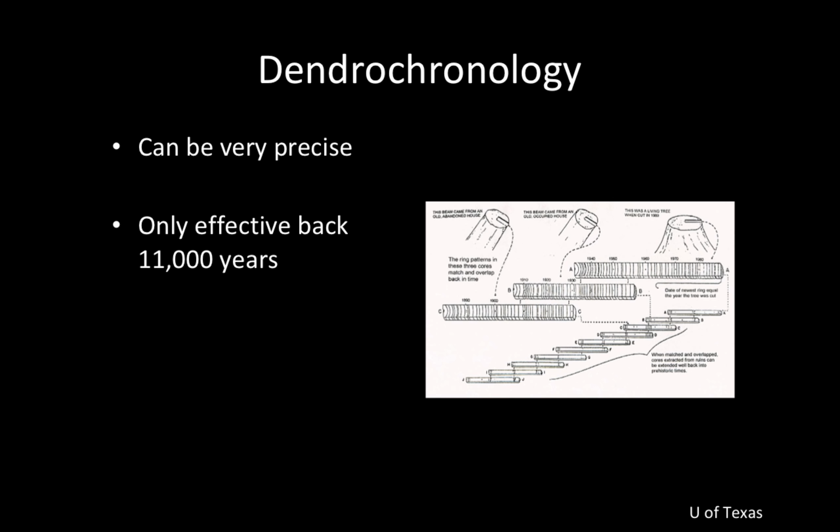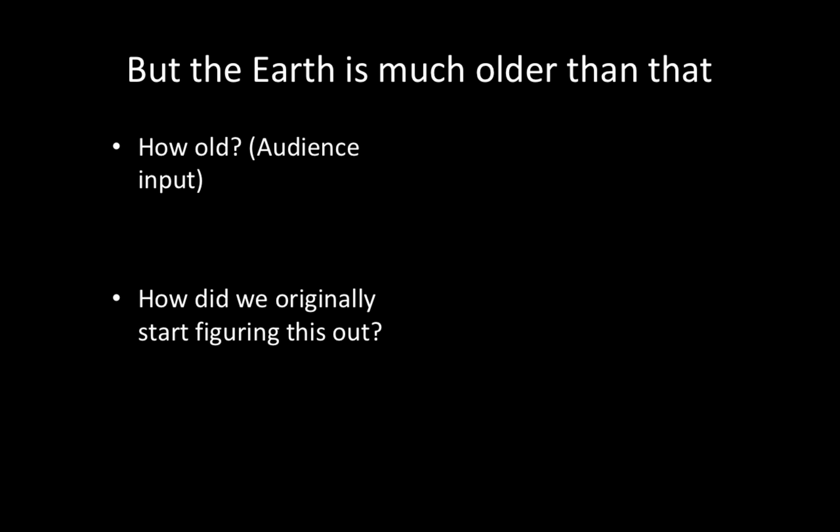Dendrochronology is really great because it can be super precise. I can tell exactly when summer happened a couple hundred years ago, but it's only effective back to about 11,000 years. So since the Earth is 4.56 billion years old, it's not going to get us super far. Now, how old is the Earth? I just told you, but I know you would have said 4.56 billion years. So how do we start figuring out how old the Earth is?